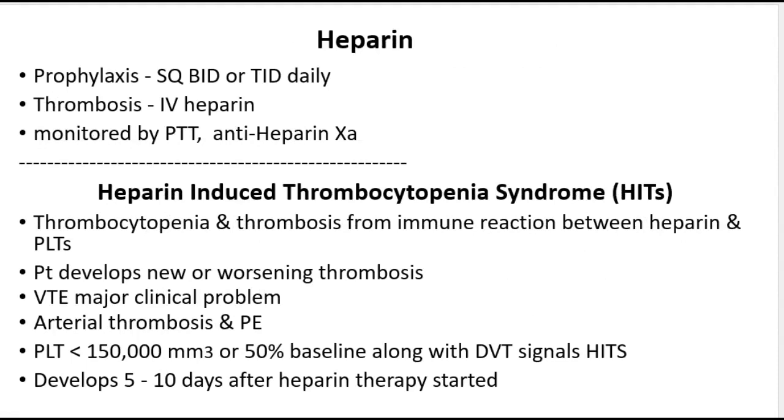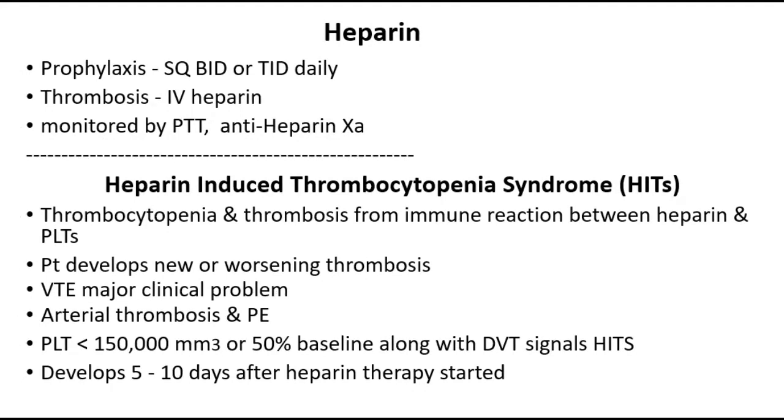We'll segue into heparin for a moment here. Heparin is one of the most common medications you're going to be giving. We can give it sub-Q prophylactically for DVT prevention. If somebody has potential thrombosis somewhere, whether it's arterial, venous, or clot in the coronary circulation, they may go on IV heparin. And we do monitor that by the PTT and then the anti-heparin factor 10A. So that's the activated factor 10.